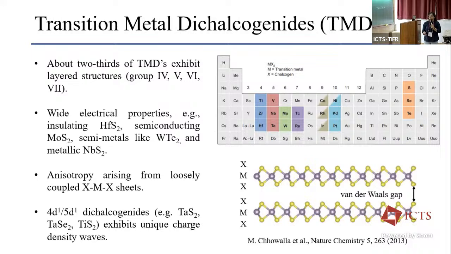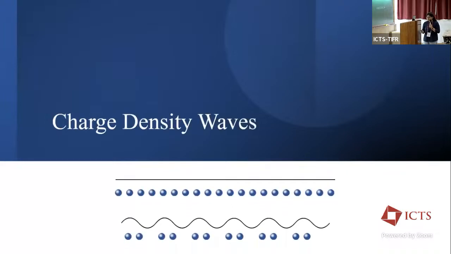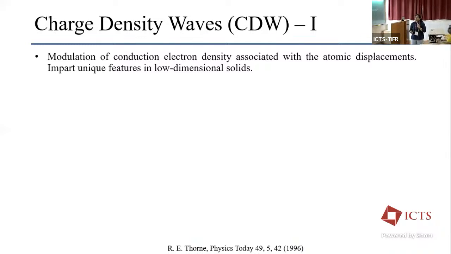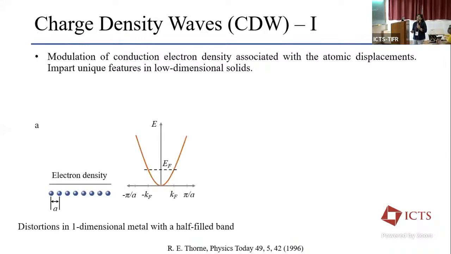Out of all these materials, the half-filled d-band, especially TaS2, exhibits unique charge density waves. What are these charge density waves? These correspond to modulation of electron density with respect to the atomic lattice. So they impart unique features in low-dimensional solids. Let us understand the concept of charge density waves by considering a one-dimensional metal with a half-filled band without any electron interactions. Here, if you see, the energy is EF, and below EF the states are filled and above EF the states are empty.